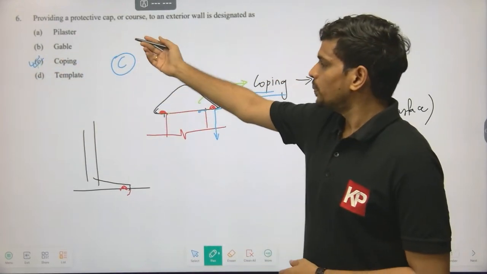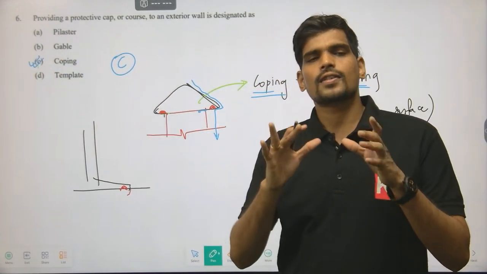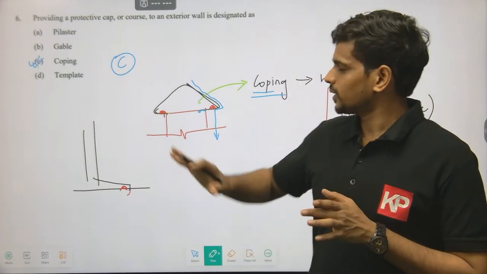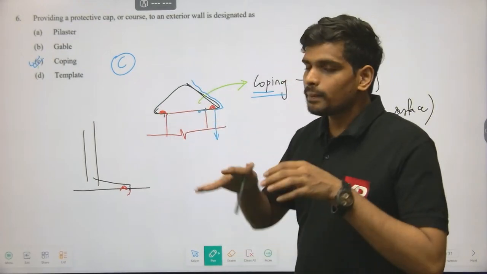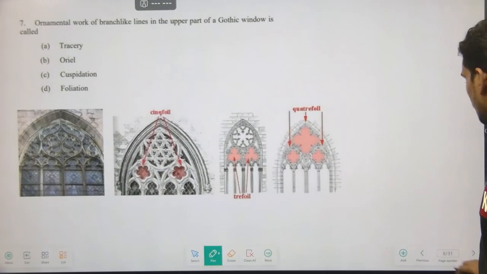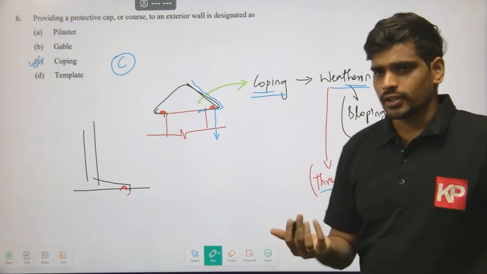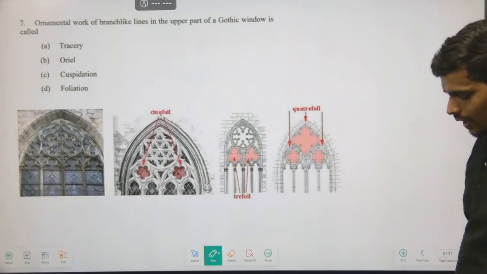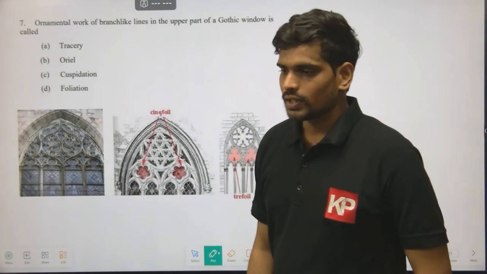Among the remaining terms, pilaster is basically a false pillar. A non-structural column used for ornamental purposes is generally called a pilaster. Gable is a type of sloping roof which slopes on two sides. So these are the terms. Template as such is a generalized term, not an architectural terminology.